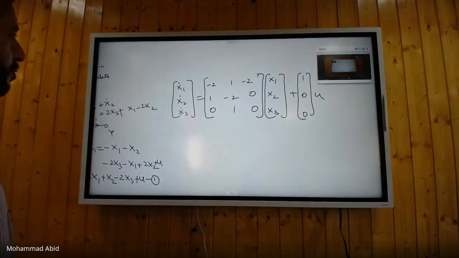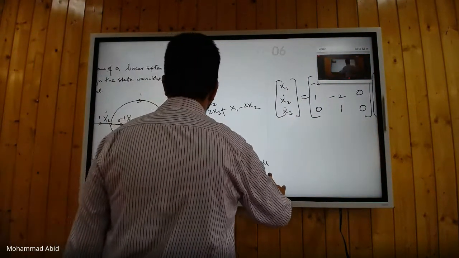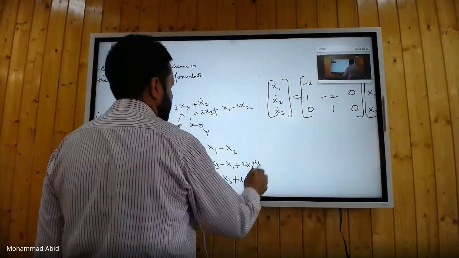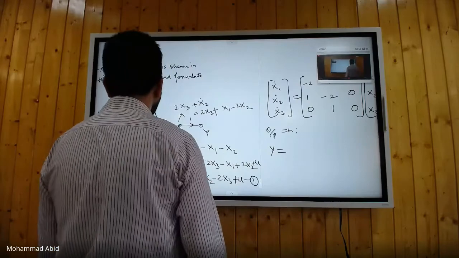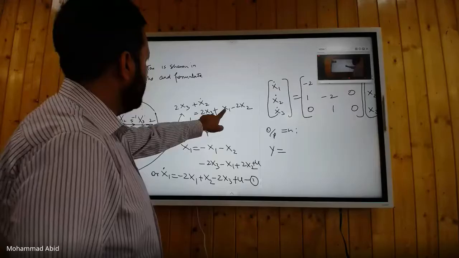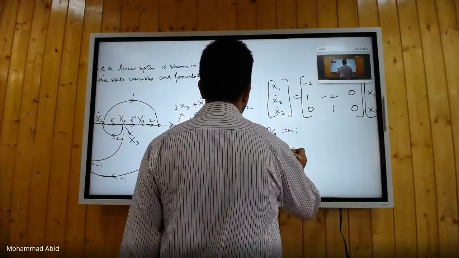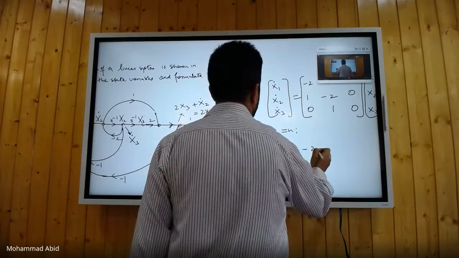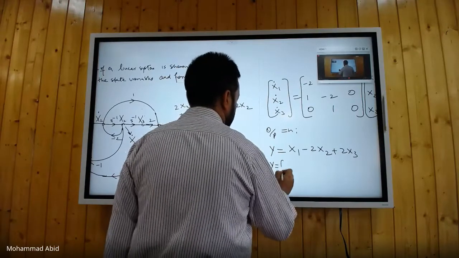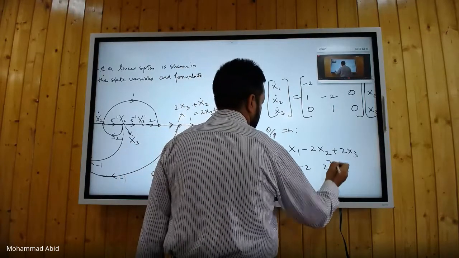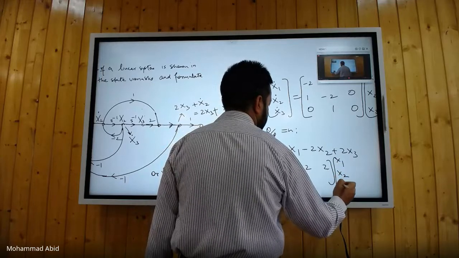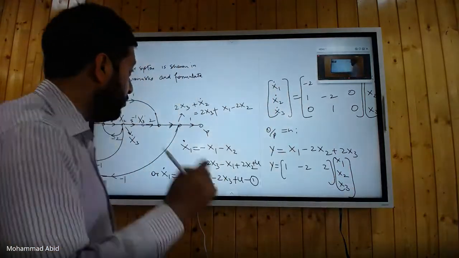ठीक है, और आउटपुट इक्वेशन क्या है इसकी? बताओ मुझे आउटपुट इक्वेशन क्या है? Sir, y is equal to x1 minus 2x2 plus 2x3. ये वाला सिग्नल, x1 minus 2x2. ये वाला, that's simply this 2x3. This is x1 plus minus 2x2 plus 2x3, है ना? Yes, sir. So y is equal to what? Y is equal to [1 −2 2] times [x1 x2 x3]. Is that okay?